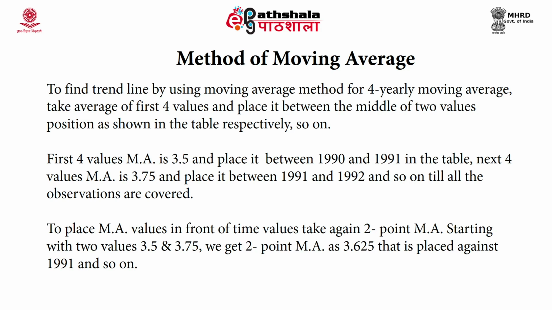Similarly, the next 4 yearly moving average value, 3.75, is available and it is placed between 1991 and 1992. The 2-point moving average is the average of 3.5 and 3.75. So, we get these values, and these values are used to make up a trend line.